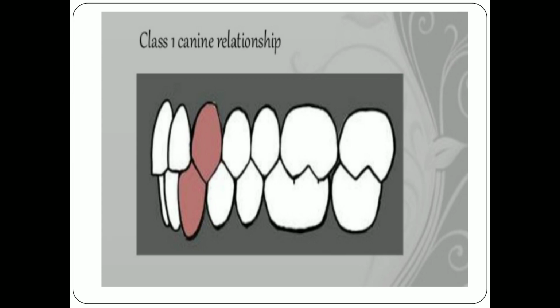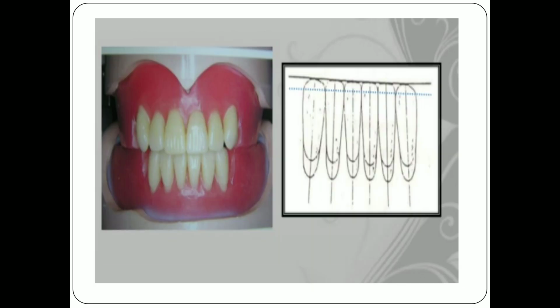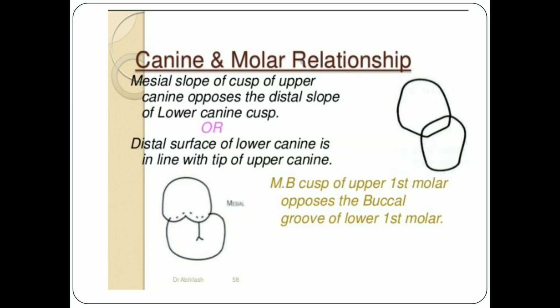So coming to the canine relation, you all are very familiar with the class 1 canine relationship. What is class 1 canine relationship? The distal slope of the lower canine coincides with the mesial slope of the upper canine. You can clearly see in this picture how the distal slope of the lower canine is coinciding with the mesial slope of the upper canine. This is class 1 canine relationship.